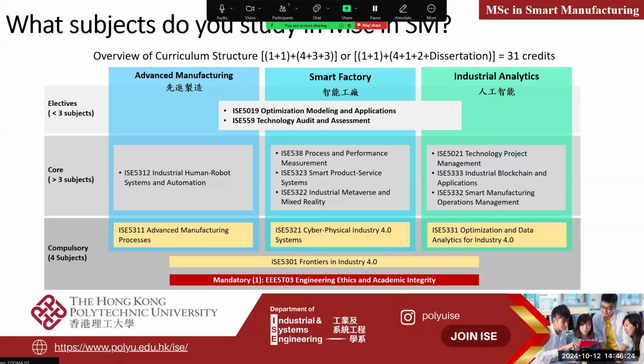And also in the core courses, we have many interesting courses. For example, for the industrial metaverse and mixed reality, you know, ISE has in the department a CAVE system. It is an AR, VR system. It's immersive, not just like glasses. It has glasses, but it can make the surroundings virtual. So just here, it will be a virtual classroom. This is what this course will teach you, how to develop this kind of system.